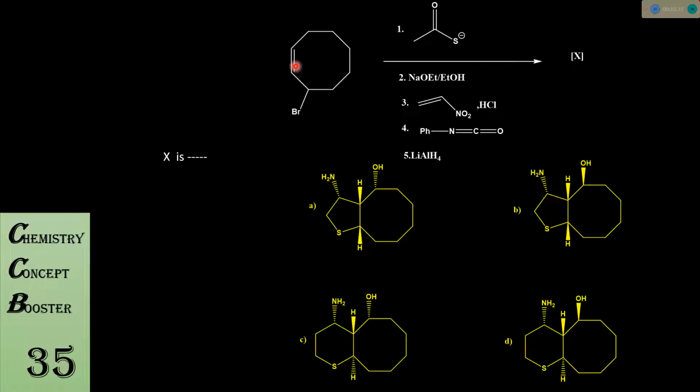So yeah, see this question. This is a cyclic bromide, and if you see this function, it is an allyl bromide, and these are the reagents: thioacetyl anion, sodium ethoxide in ethanol, then an alpha beta unsaturated nitro compound, then phenyl isocyanate, then lithium aluminum hydride. In this question also we have to take care of the stereochemistry. See, stereochemistry is there in the options. So let's discuss the answer in detail.